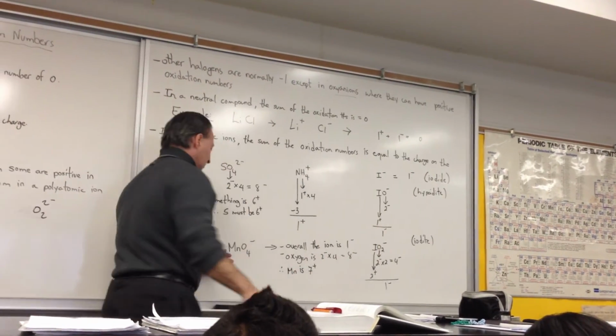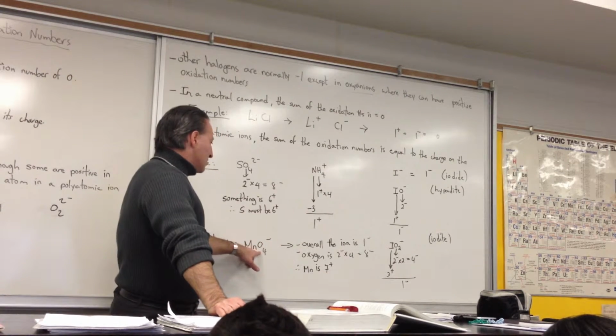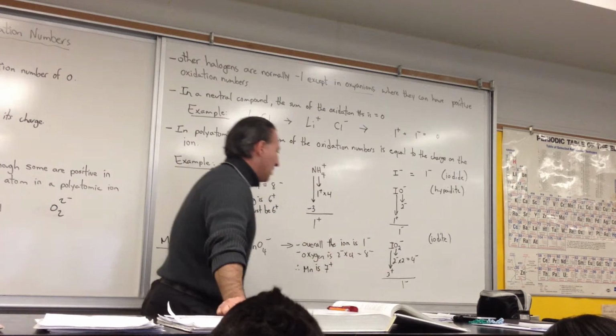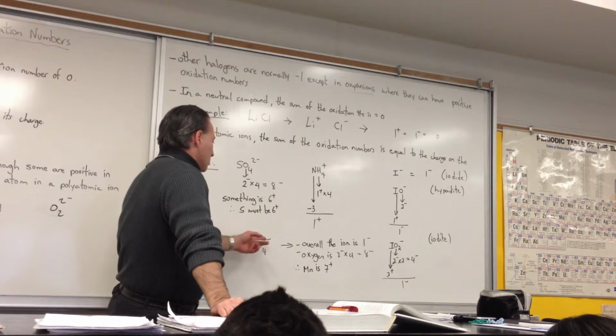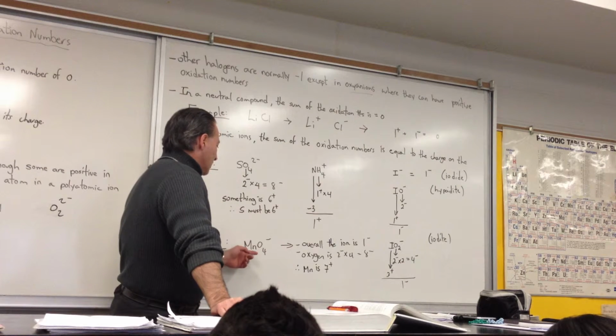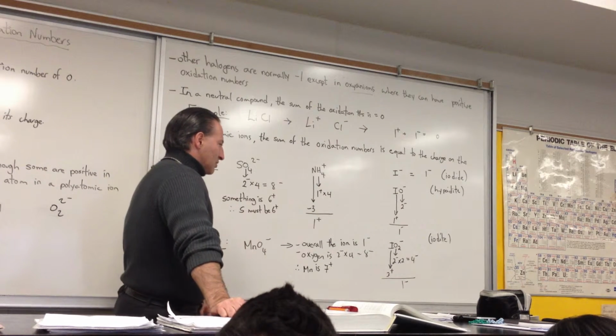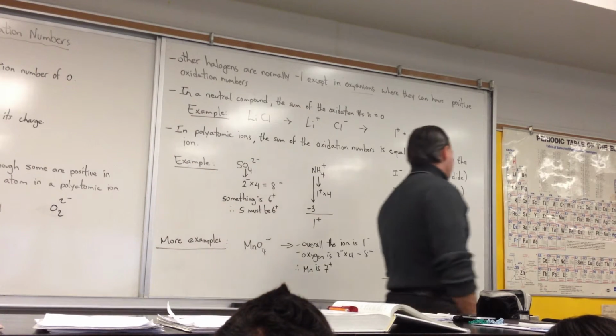Permanganate, MnO4, minus 1 overall. It's got 4 oxygen atoms, each one with a -2, so you should expect that it's -8, but it's only -1. So something is contributing +7. That means the oxidation state of manganese is +7. As it turns out, that's what it is in the permanganate anion.